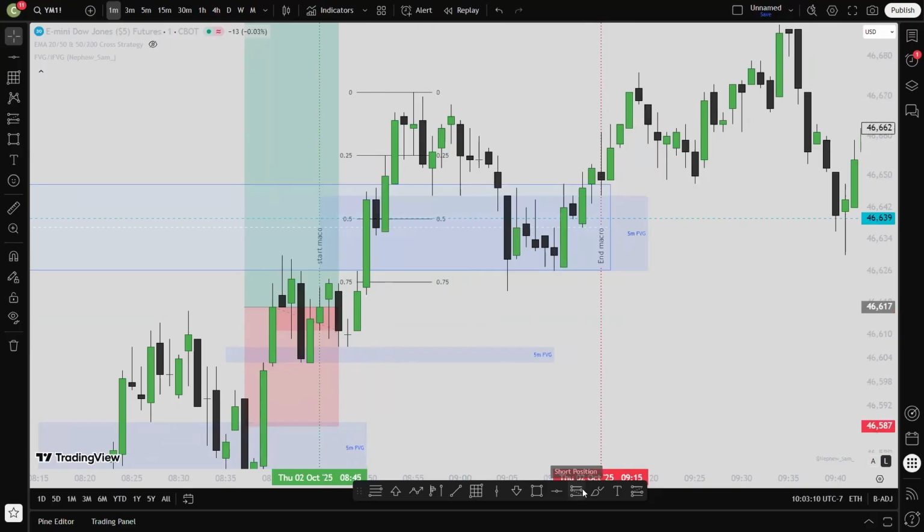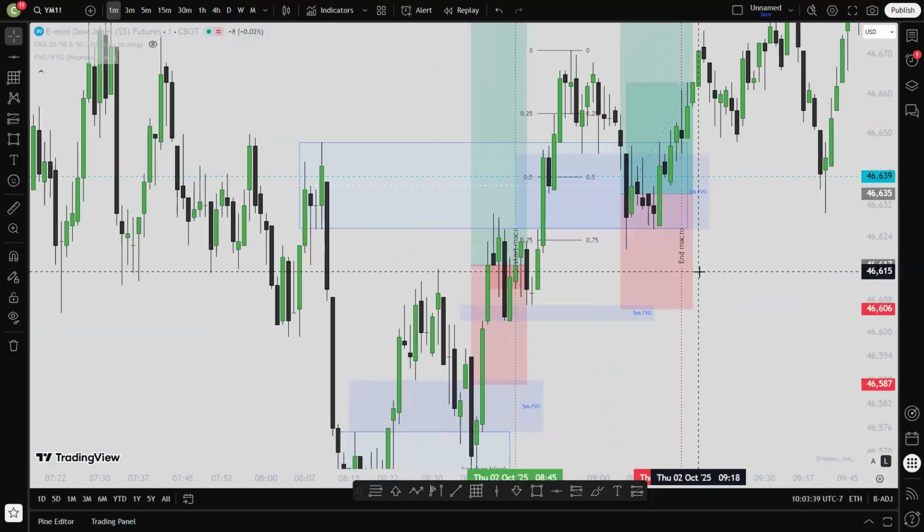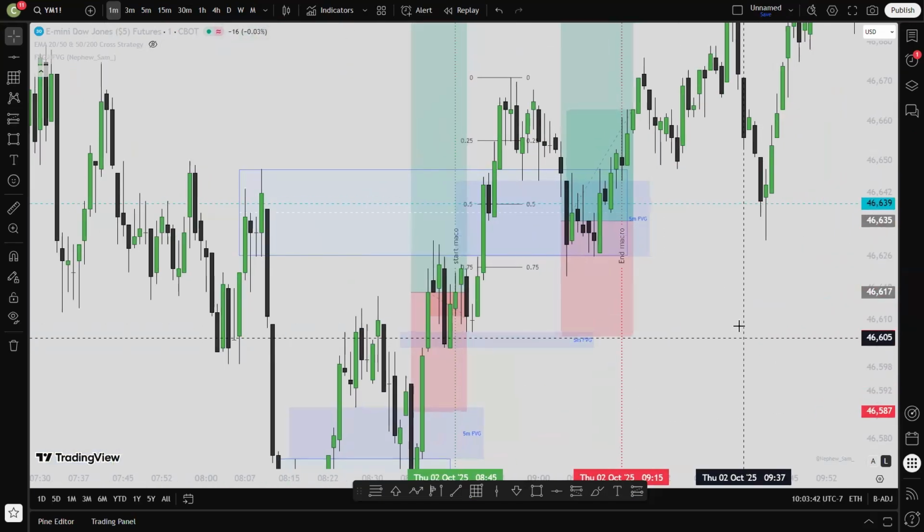So your second entry is a long position, and you would put it on this fair value gap in here. You target a 1 to 2. Now, your stop loss, you have to be careful with these.